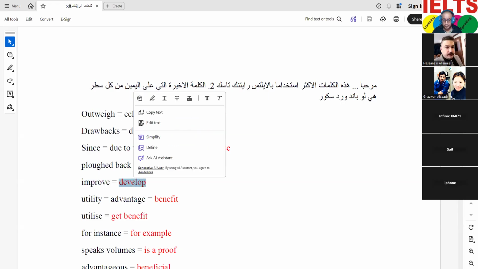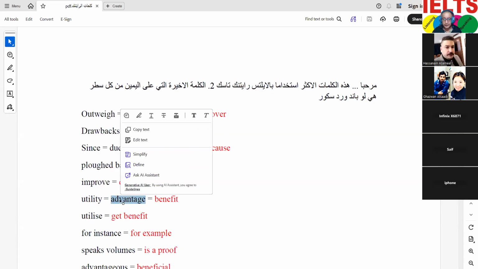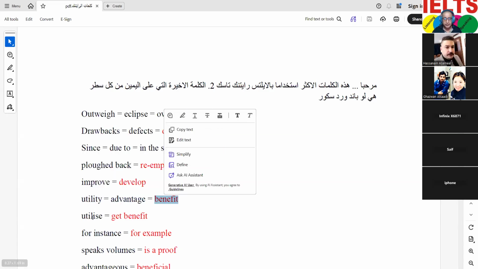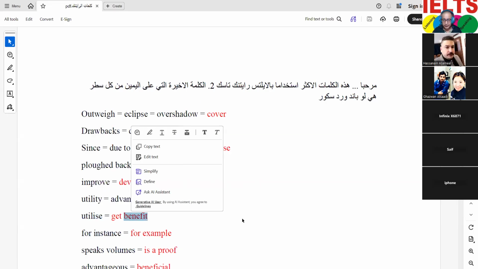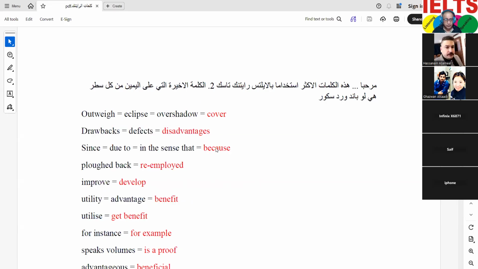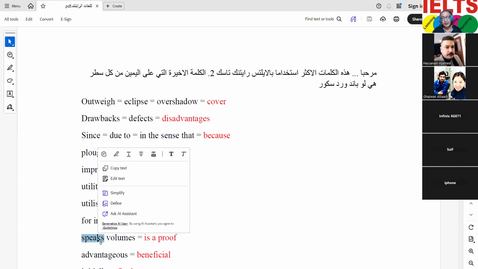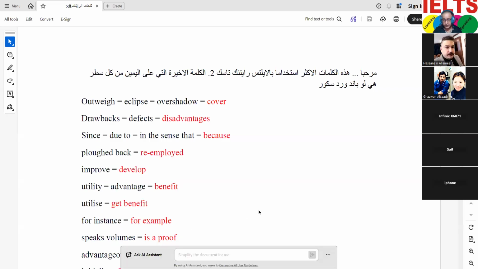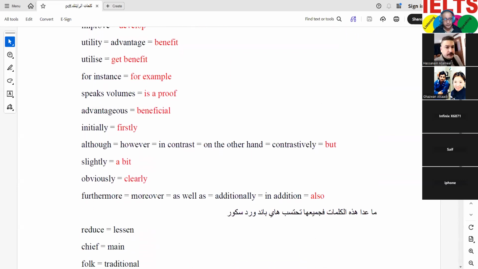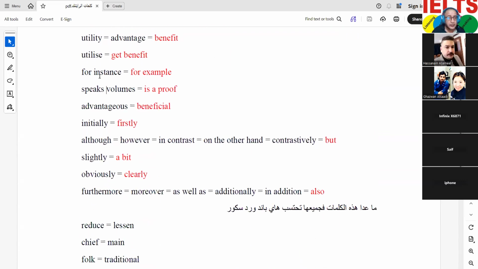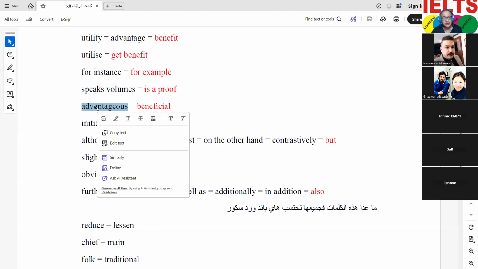Improve, develop, utility, advantage, benefit, utilize, get benefit. We also have, for instance, for example, speaks volumes, which is proof, is evidence. Just let me go down the page. I wrote it down. Advantages, utilitarian, beneficial.